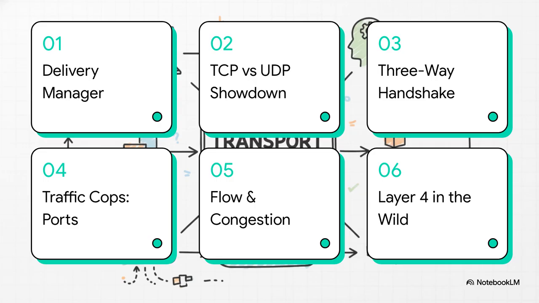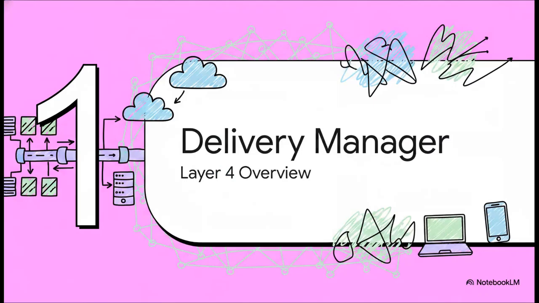So here's our roadmap for today. 1. The delivery manager. 2. The TCP versus UDP showdown. 3. The three-way handshake. 4. Traffic cops, also known as ports. 5. Flow and congestion control. And finally, 6. Layer 4 in the wild. Let's get into it. Section 1.